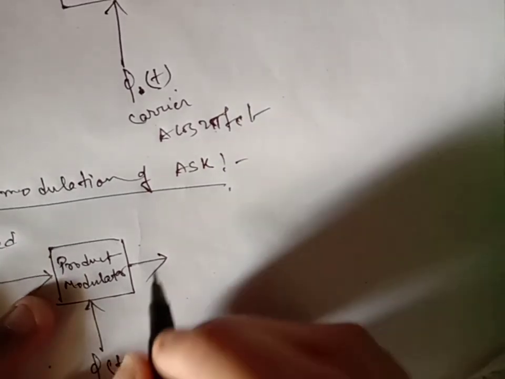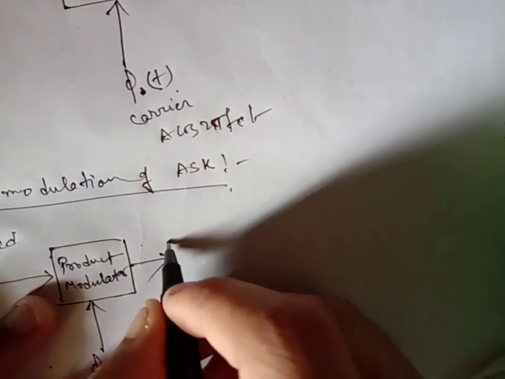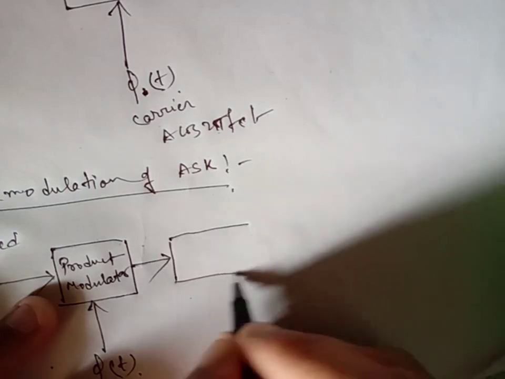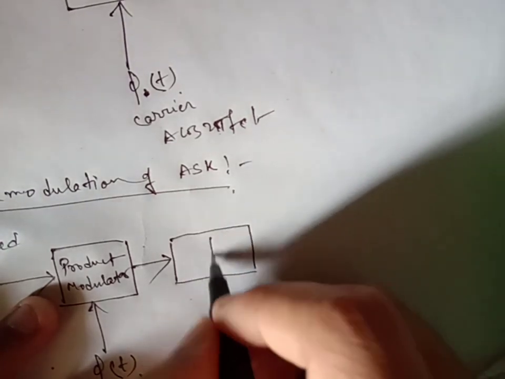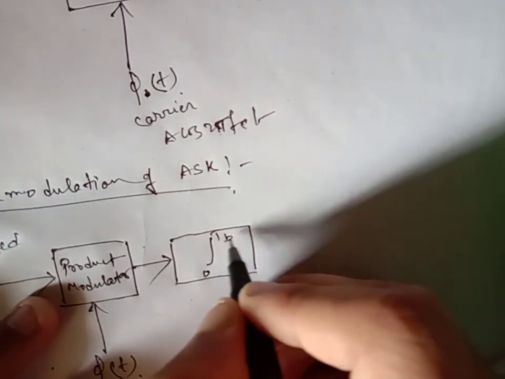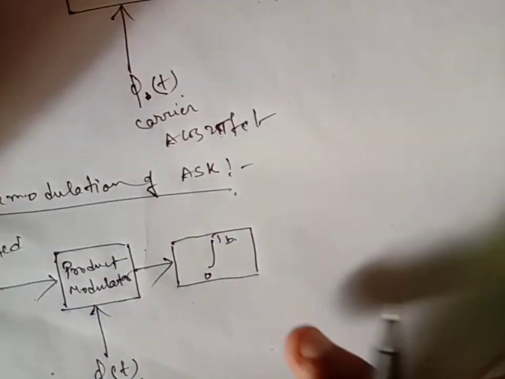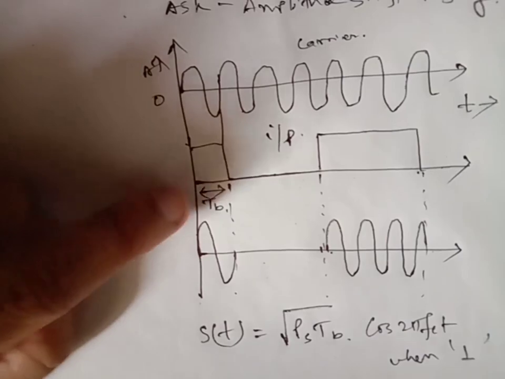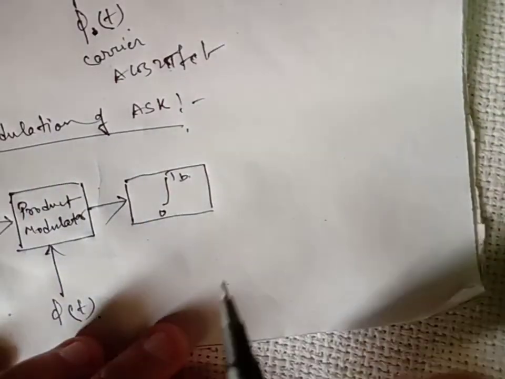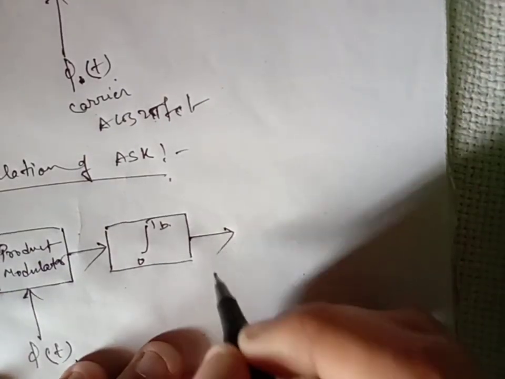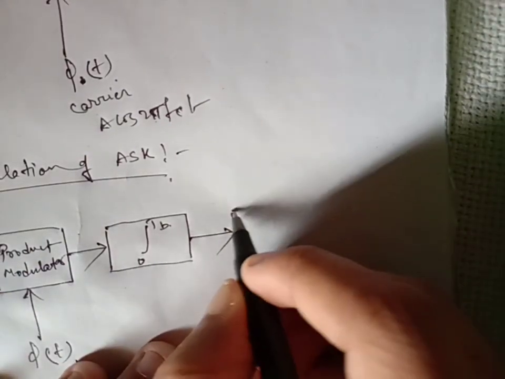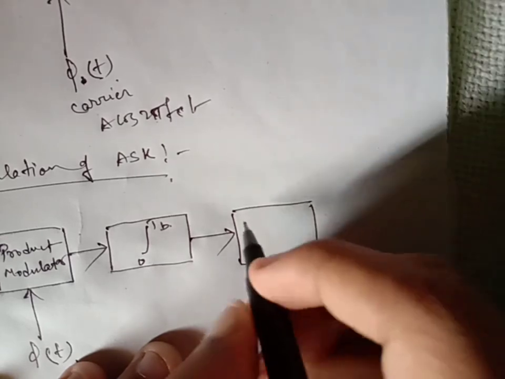After the output, we will just feed this output to the input of a low pass filter, or rather an integrator, 0 to T_B. Integration 0 to T_B, where T_B is the time period of the pulse. So we know that an integrator acts as a low pass filter, and after this the signal is passed through a decision making device.